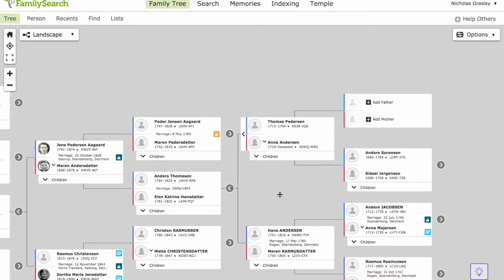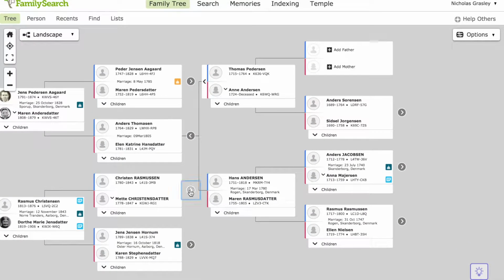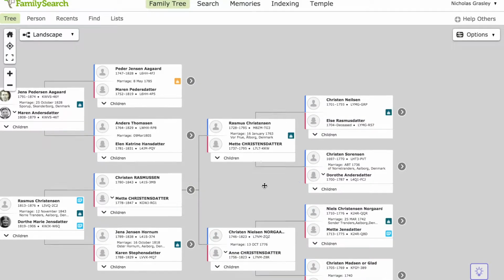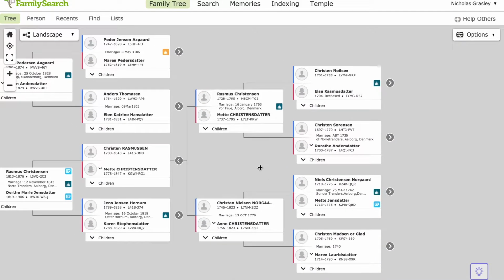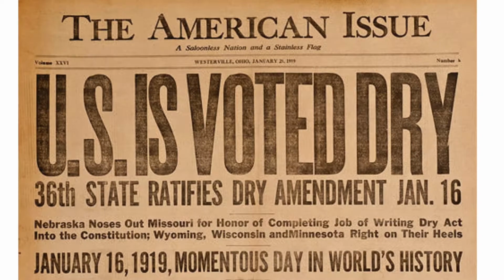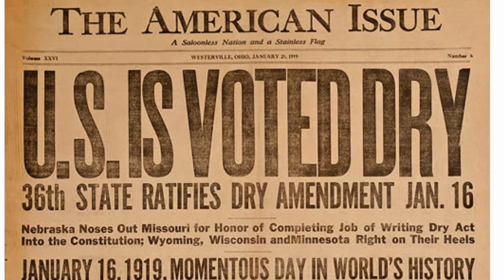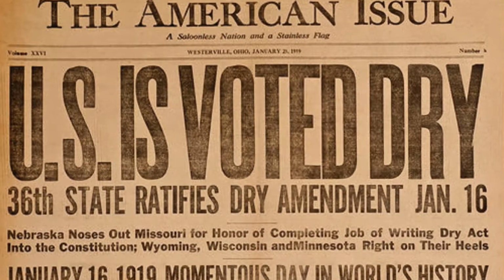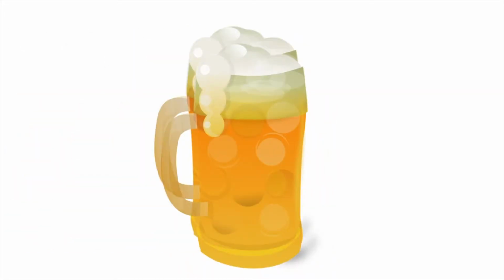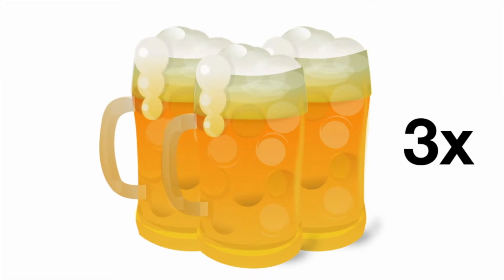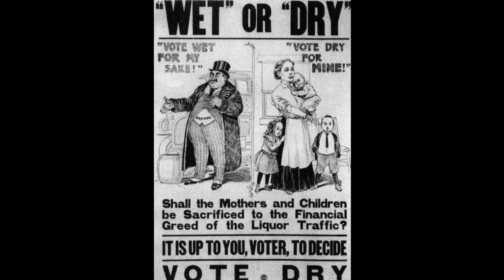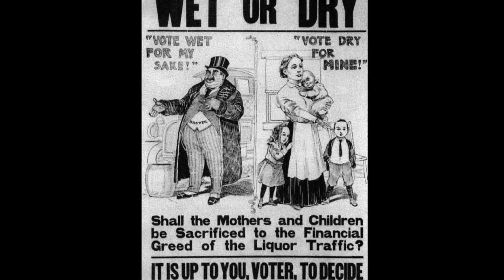Think of the wealth of economic questions that we can answer using the information on genealogical sites like Family Search. One such question is the effects of alcohol prohibition on childhood outcomes, specifically longevity. In the late 19th and early 20th centuries, per capita consumption of alcohol was 3 times what it is today. Many people blamed alcohol for society's ills and believed parents neglected children for the saloon.